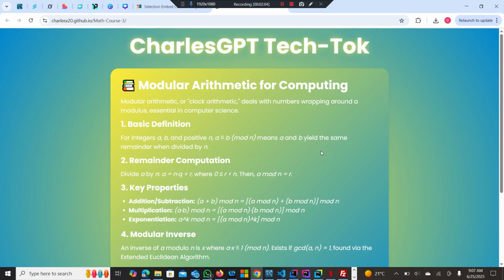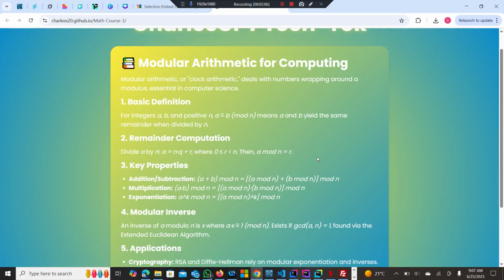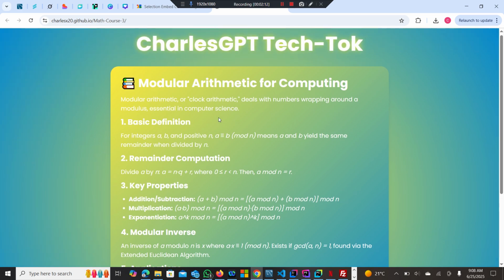So I can't basically explain everything. You can read it out and know how to get done by it. But to the ones I can: modular arithmetic, or clock arithmetic. So it's just like a clock. That's how I understand mine. I don't know how you understand your own modulus. It deals with numbers wrapping around the modulus, essential in computer science. So it's very essential in computer science.